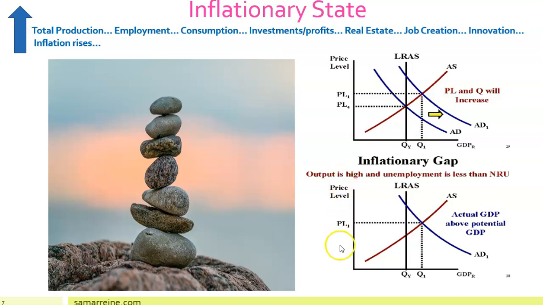You have the price level on the Y, you have the real GDP on the X. This is where the long-run aggregate supply curve is. So if this were a state of equilibrium, the short-run aggregate demand curve and the short-run aggregate supply curve would be meeting right on top. This intersection right here would happen right on top of the long-run aggregate supply curve. It's not doing that, right? Instead, they are intersecting past it.